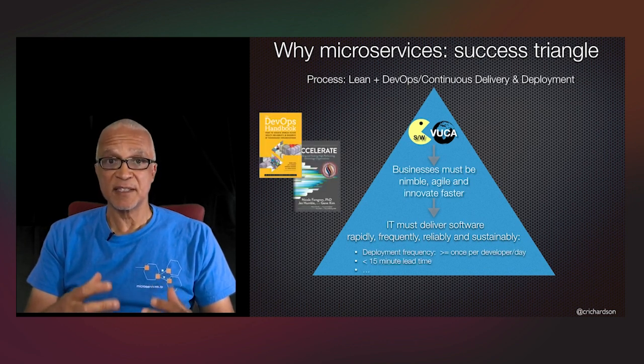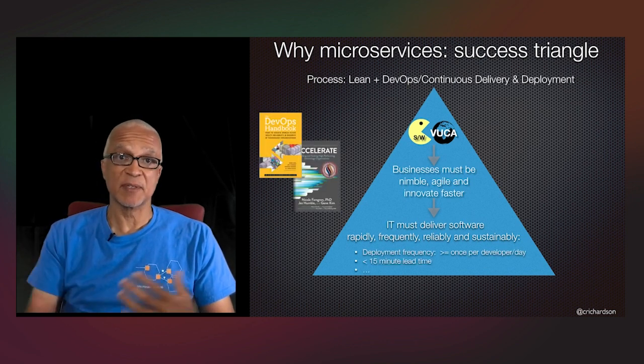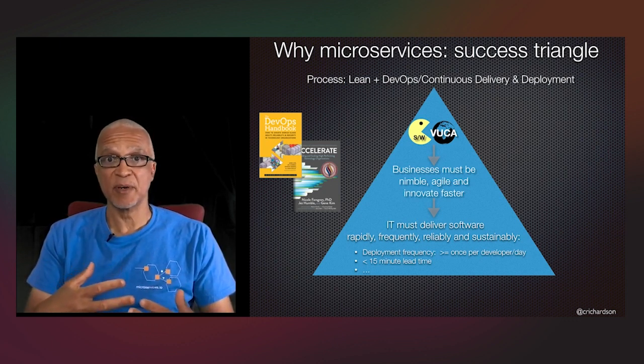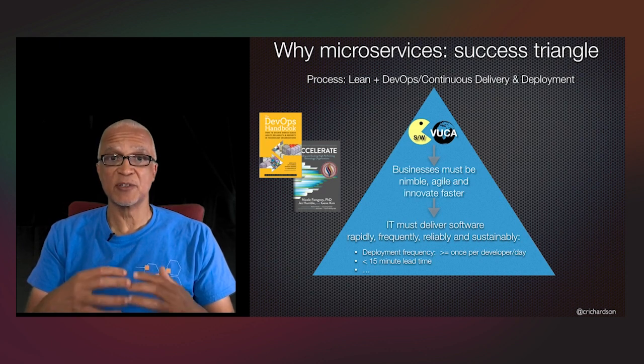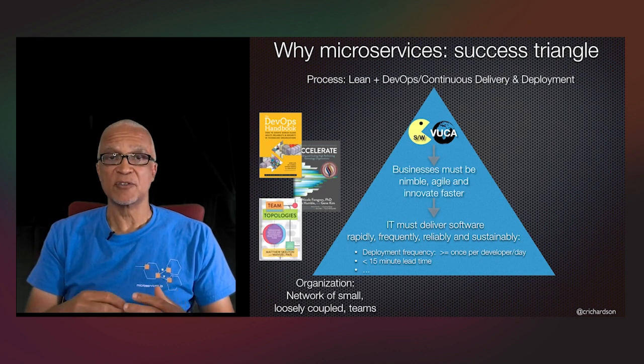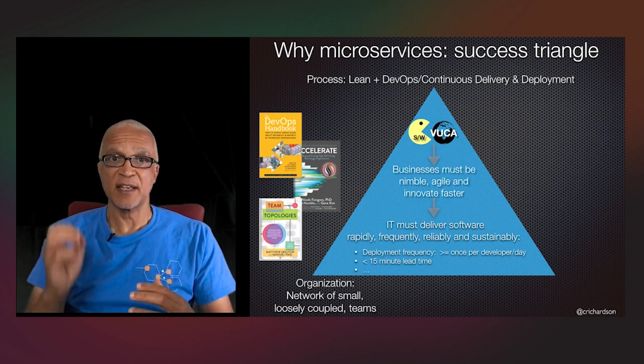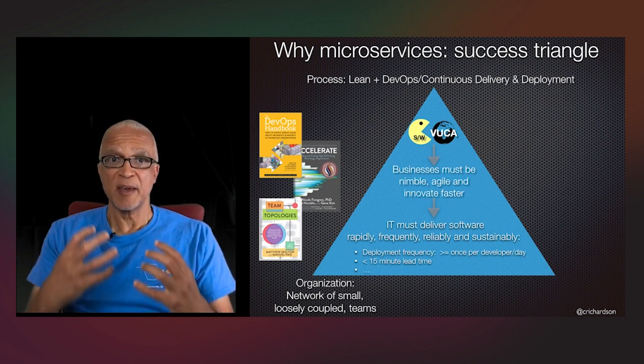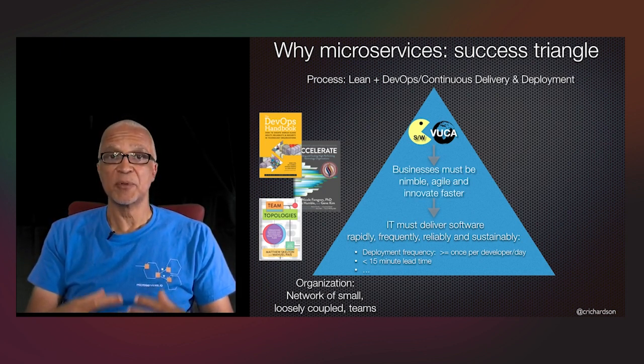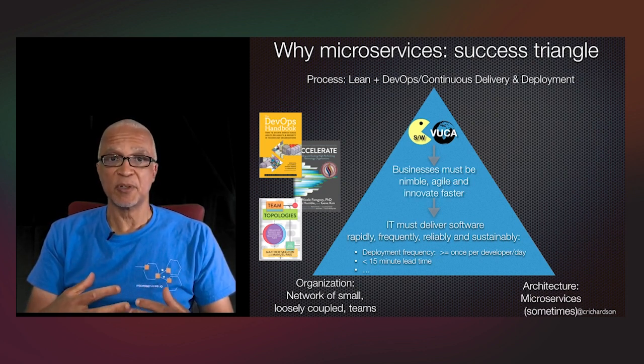The process is DevOps, which embraces concepts like continuous delivery and deployment and delivers a stream of small, frequent changes to production. You need to structure your organization as a network of autonomous, empowered, loosely coupled, long-lived product teams. And you need an architecture that is loosely coupled and modular.